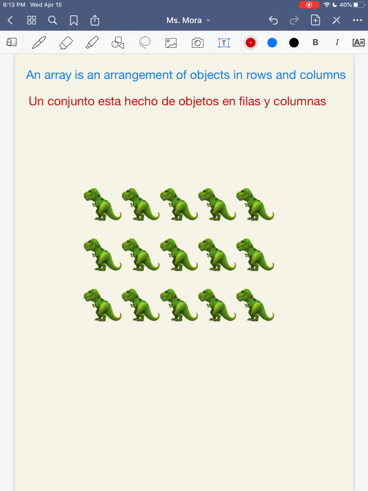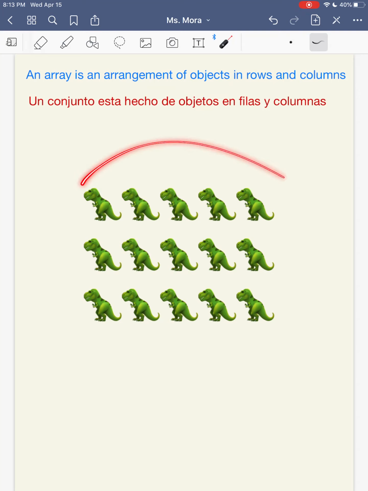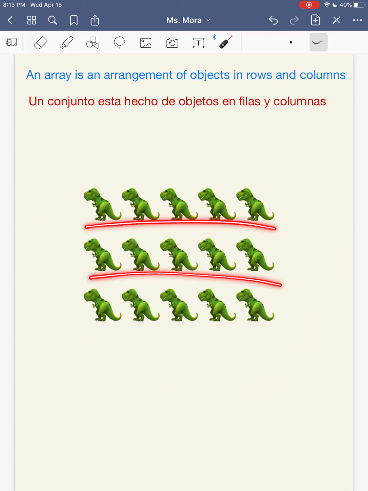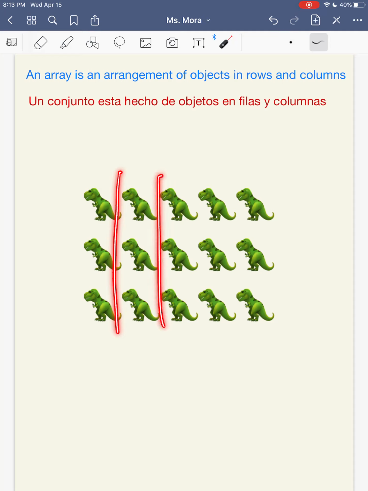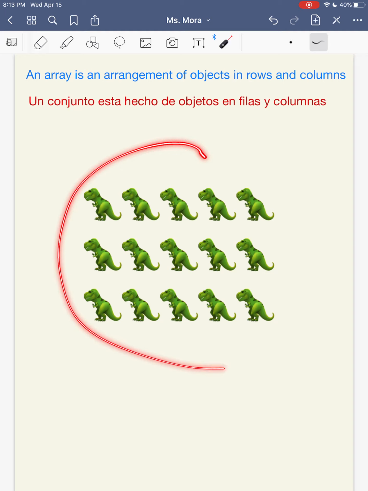So just a reminder, an array is an arrangement of objects in rows and columns. If you look at my array, this whole thing is an array, and I can divide it up into rows. These would be 3 rows with 5 dinosaurs. Or I can divide it up into columns, and these would be 5 columns with 3 dinosaurs in each one. But my whole picture is called an array.